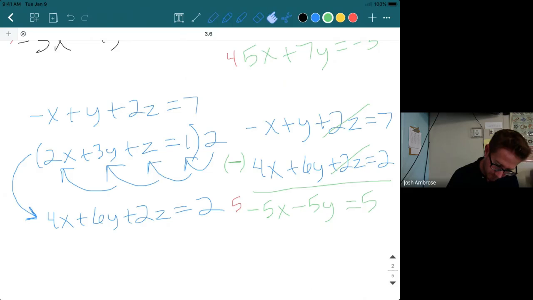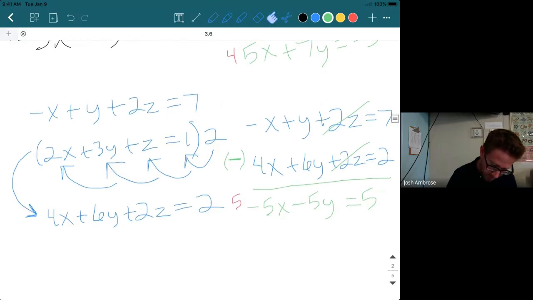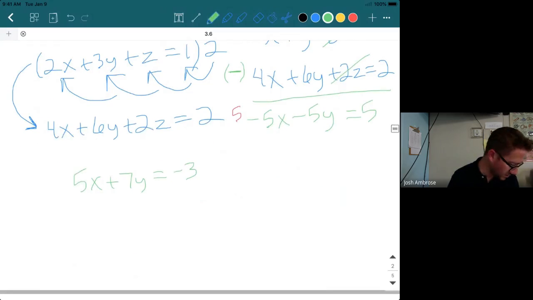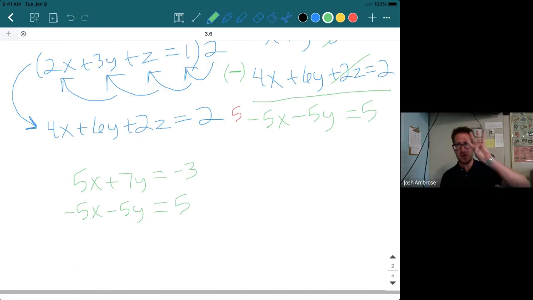Let's do that over here. Equation 4, which is 5x plus 7y equals negative 3. A little more space. Okay, and then underneath it, we're going to have negative 5x minus 5y equals 5. So now I'm using equation 4 and equation 5, and you should hopefully clue in and see why I am doing that.